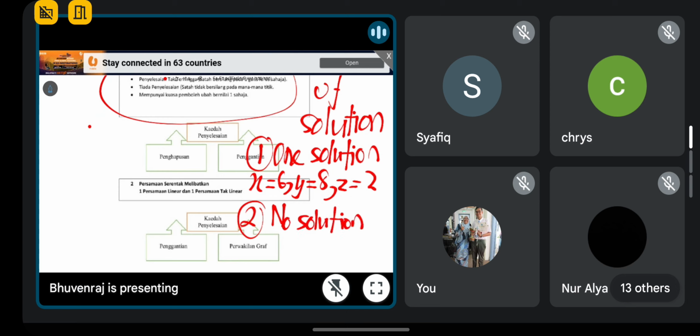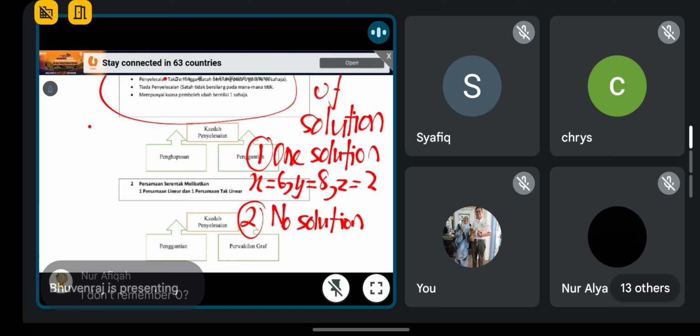Okay, tiada penyelesaian. Second type of solution. So no solution, can you tell guys macam mana kita boleh kenal pasti tiada penyelesaian? How do we identify no solution? What is the keyword here? What will we get in the working? Apa kita akan dapat? Yeah, you will get 0 equal to 0.